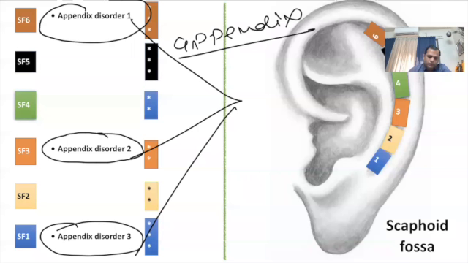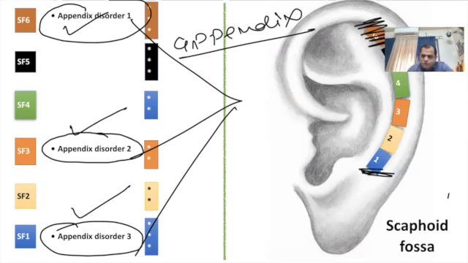So we have taken the uppermost point, lowermost point, and 1 point in the center. All the points together become the point of appendix. So appendix disorder 1, appendix disorder 2, and appendix disorder 3. So this is the appendix disorder 1, and this is also the appendix disorder, and one point we have taken in the center, that is also working for the appendix.